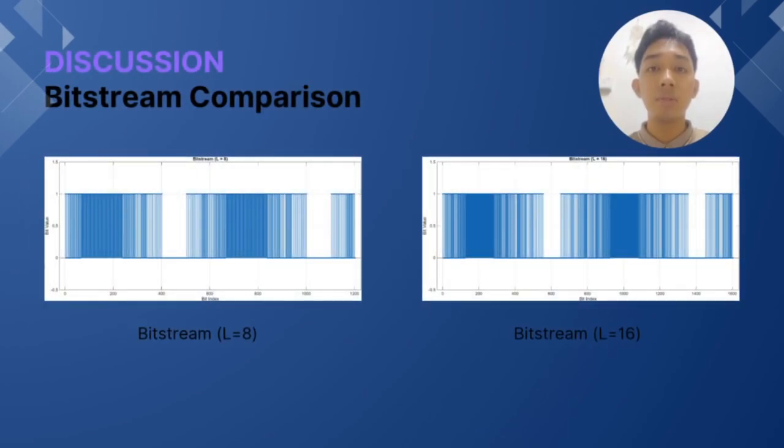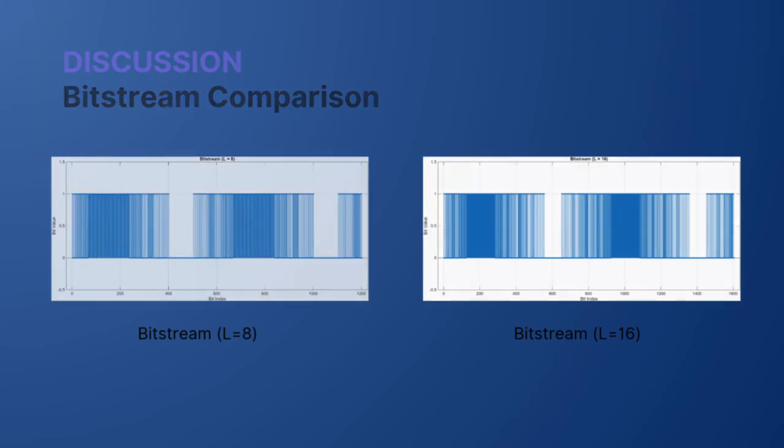Here are the bit streams for both 8-level and 16-level PCM. The 8-level system uses 3 bits per sample, while the 16-level uses 4 bits per sample. While the 16-level stream requires more data, it provides higher signal fidelity.